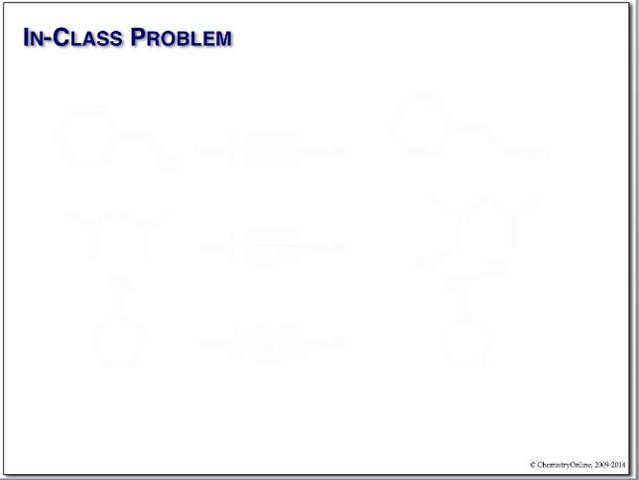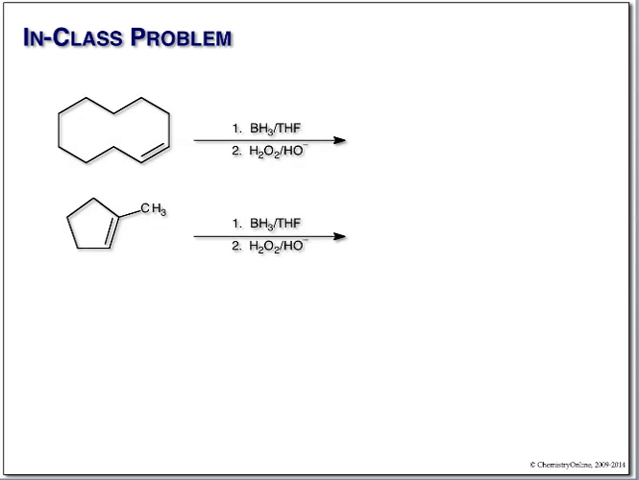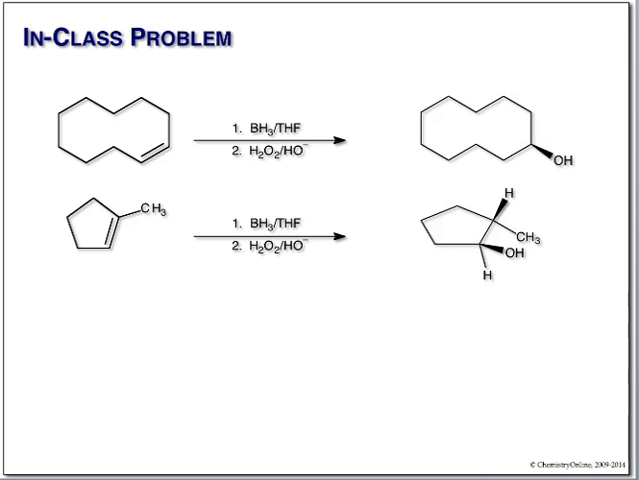The last two in our set. Our 10-membered alkene. Both of these are secondary carbons, it doesn't matter. We simply need to add the hydroxyl group. Here we have a tertiary center, a secondary center, anti-Markovnikov regiochemistry, the OH on the secondary carbon. We also have to show that the hydrogen and the OH are cis to each other.